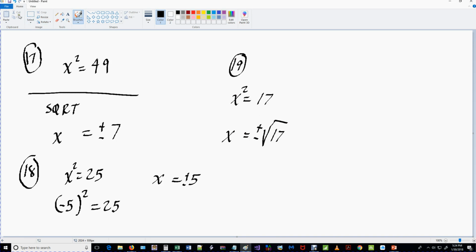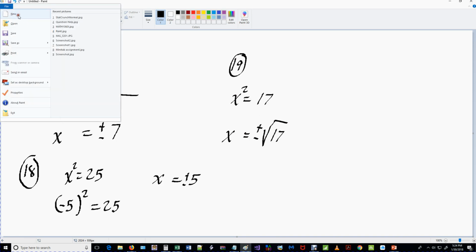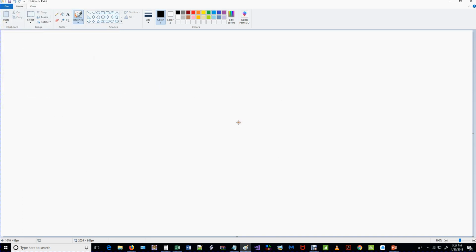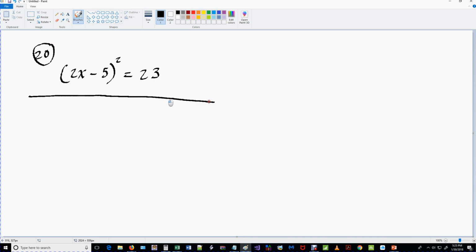All right, let's go and do the next kind, which is actually very similar to this one. Number 20. So this one is use the square root property, or it's slightly more complicated. All right, so it is kind of like the previous problems.